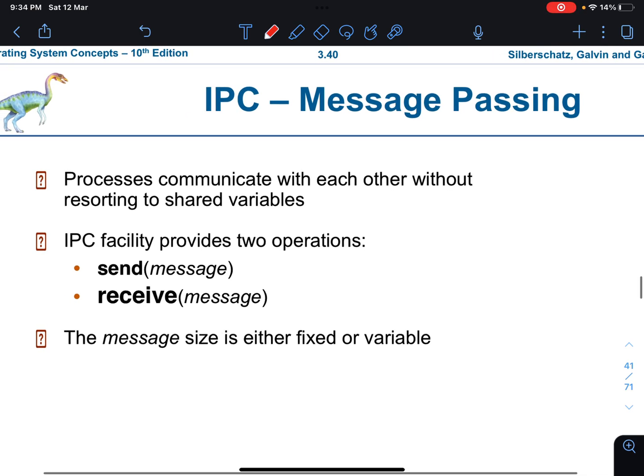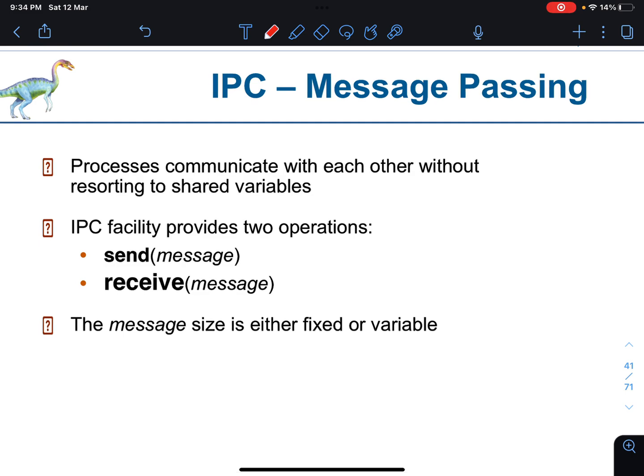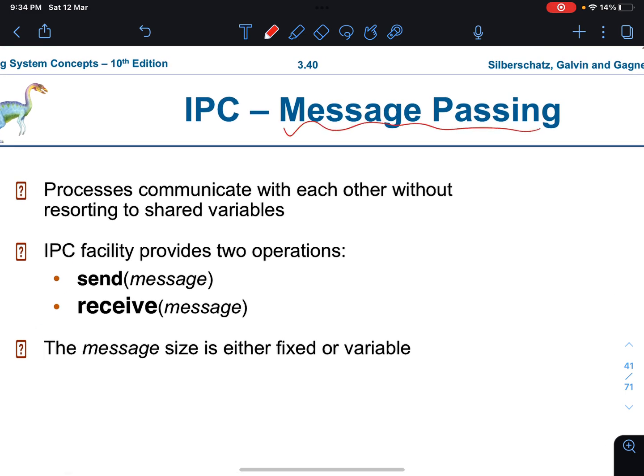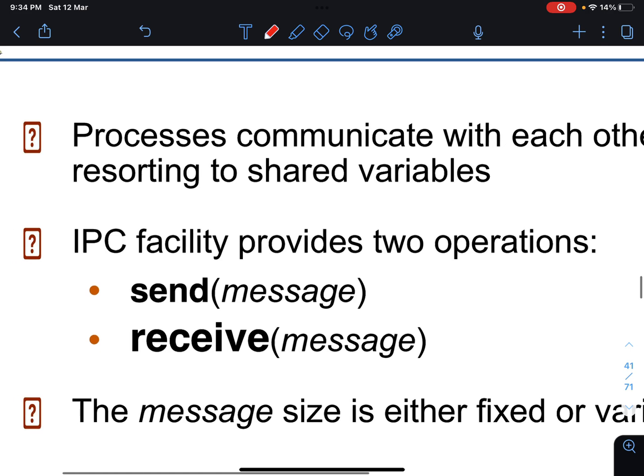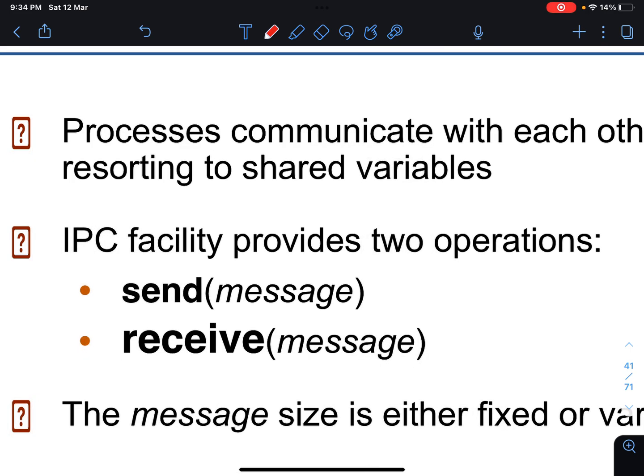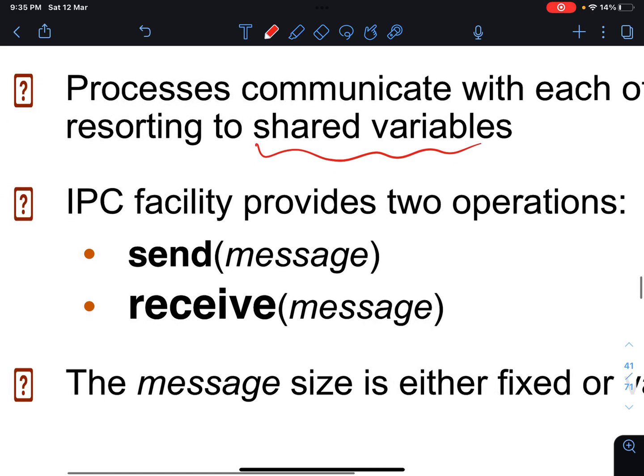Okay, let's now talk about message passing, the IPC, inter-process communication. Processes can communicate with each other without having a shared variable or memory. Which one is better? It depends on the situation. Message passing is really scalable. Having a shared variable could be easier. We will talk about this when the time comes.